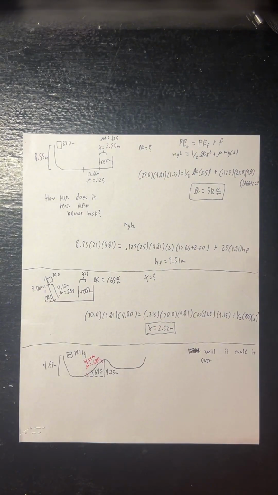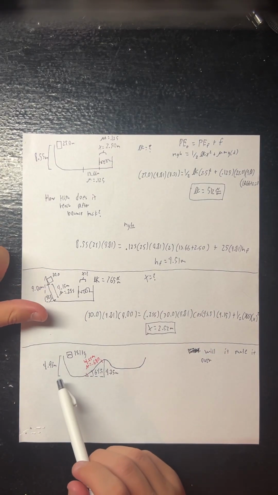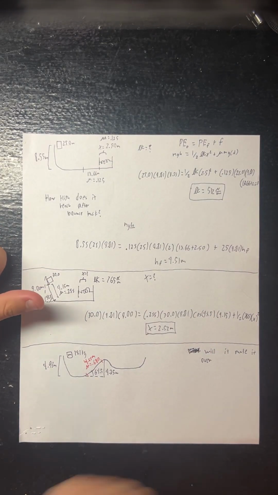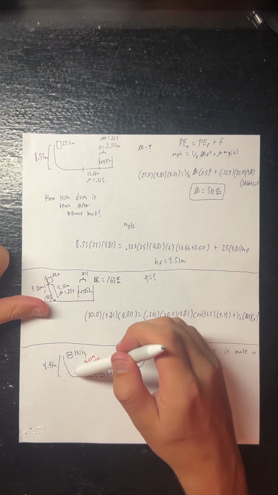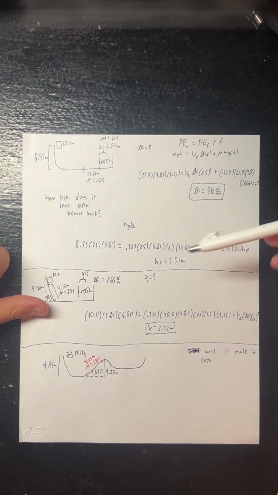Okay, our next question asks, will this object make it over this ramp right here, or this little incline, or whatever you want to call it? So the height is 4.93 meters, right? The mass is 14.1 kilograms, and it's going to go through this system here, and we're seeing if this will overcome it. So how do we set this up?